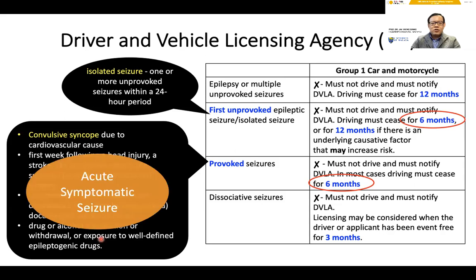This we can group them as acute symptomatic seizures, except convulsive syncope. How about those with underlying causative factors? We usually call this remote symptomatic, and if there is, for example, having a stroke 3 months ago or having an intracranial bleed 1 year ago, then we should classify them as epilepsy or stop driving for at least 12 months.